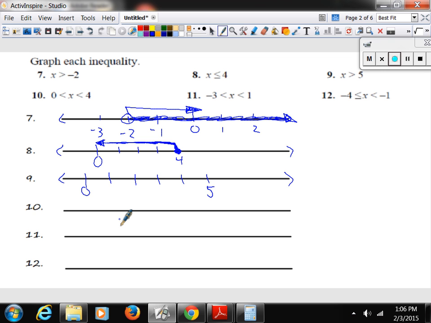Open or closed? It's going to be open. Good, because we did not have equal to right there, so open. Right or left? Right is correct, because it's greater than. Greater than is always the right. Greater than numbers are to the right of the other numbers.